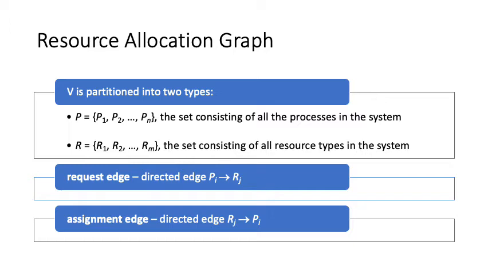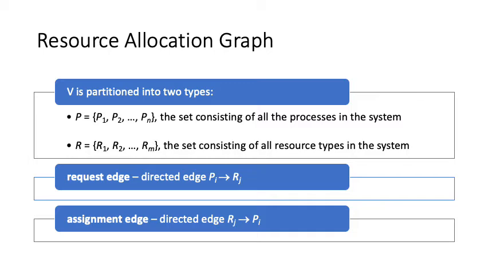Then it has two kinds of edges, the request edge and the assignment edge. For these edges, you need to look at the arrowhead carefully. The request edge is the directed edge from the process to the resource. When the process is pointing to the resource, it means that the process is requesting the resource.